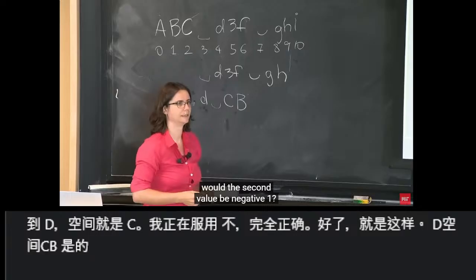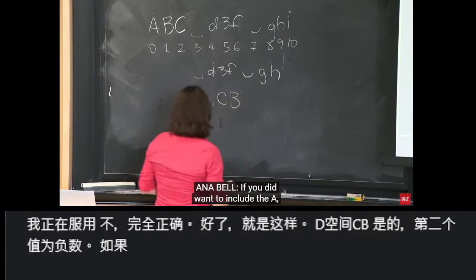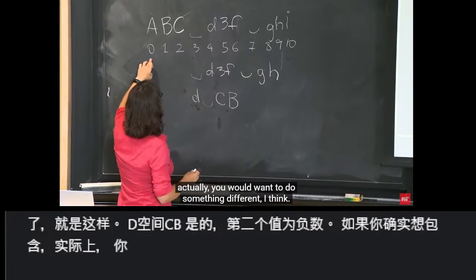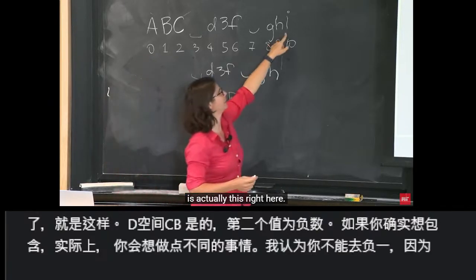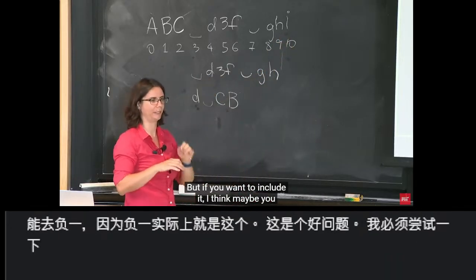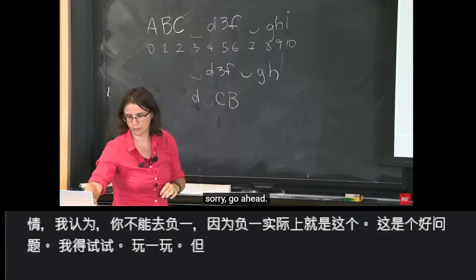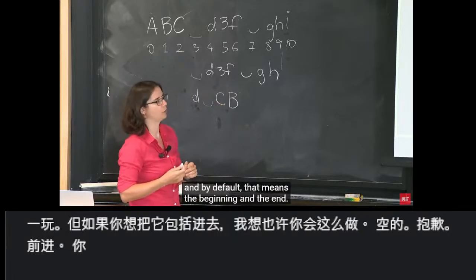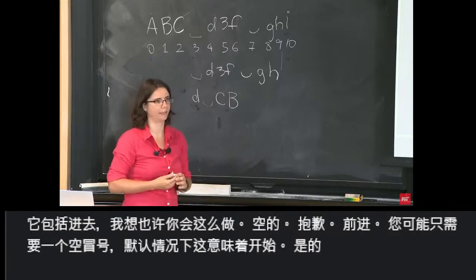Yes? Do you want to include the A with the second value being -1? If you did want to include the A, you would want to do something different, I think. You can't go to -1 because -1 is actually this right here. That's a good question. I'd have to try it out, play around with it. But if you want to include it, I think maybe you would just do an empty colon. And by default, that means the beginning, the end. Yeah, but I'd have to try it out.